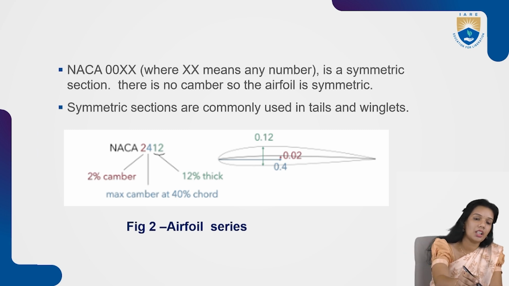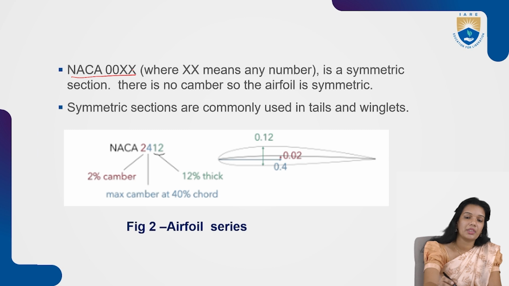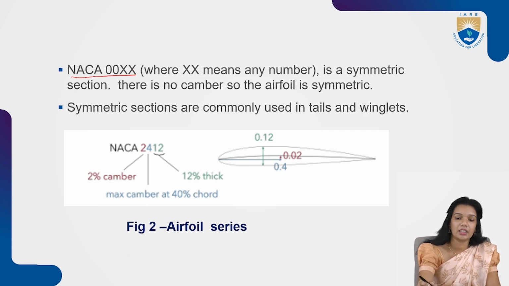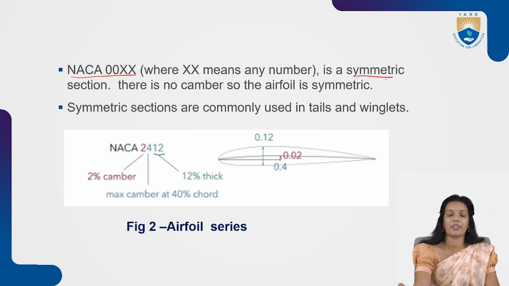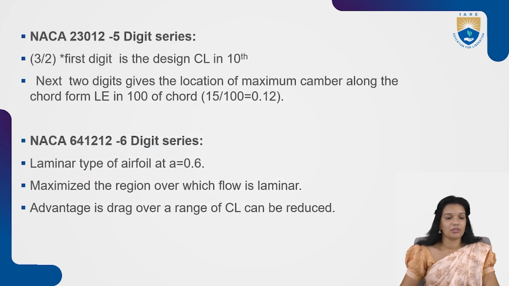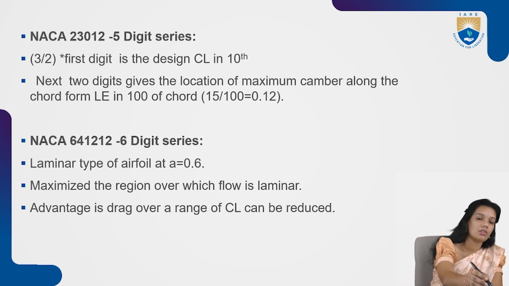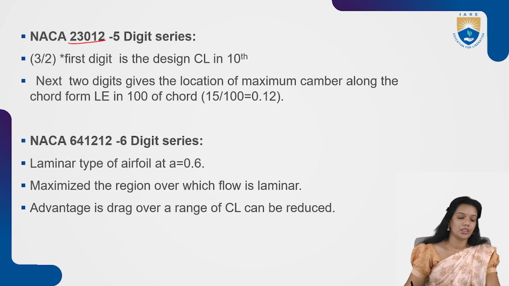So if a NACA series is something like this, then it is a symmetric section. We have symmetric and cambered airfoils, right? Then we will go to NACA 23012. It's a 5-digit series, right? What we just saw was a 4-digit series. Then here we have the NACA 5-digit series, 23012, right?